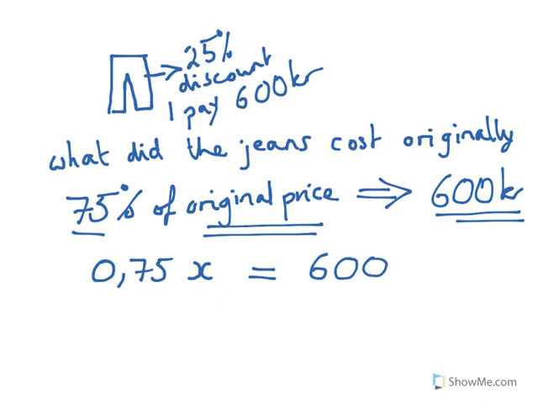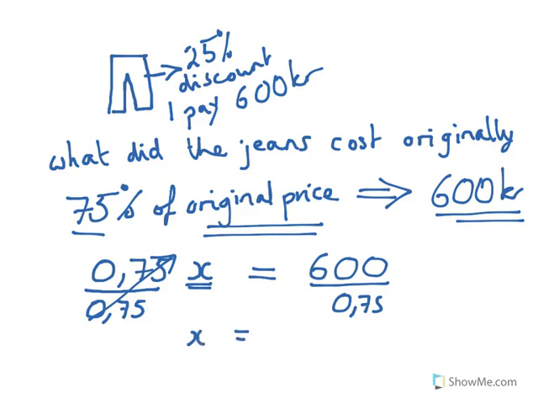Now when we've set our equation up correctly, it's pretty easy to solve for x, because we would like to get x by itself. So how do we do that? We divide both sides of our equation by 0.75. 0.75 divided by 0.75 is going to give me 1 here. So I would get that x by itself equals 600 divided by 0.75. I know that 0.75 is actually the same as 3/4.